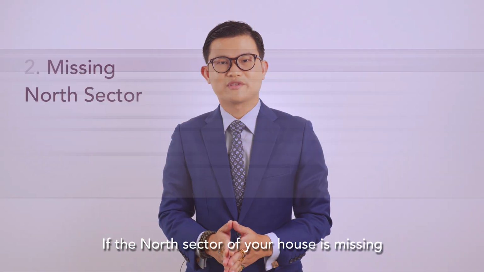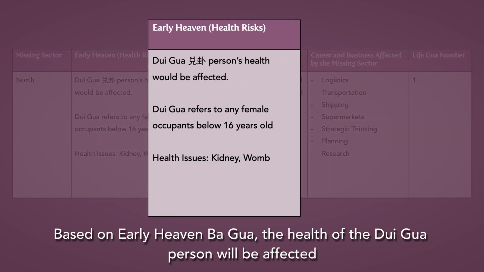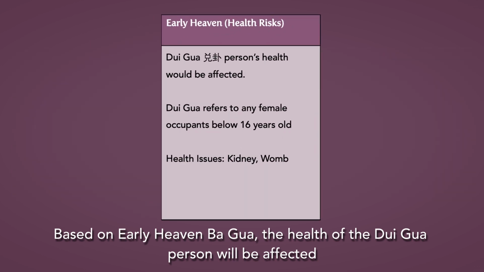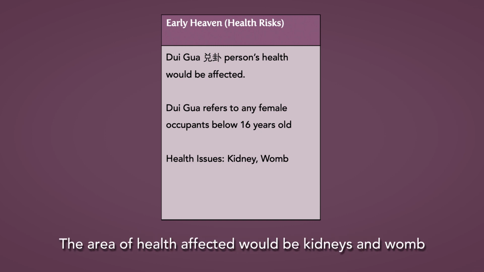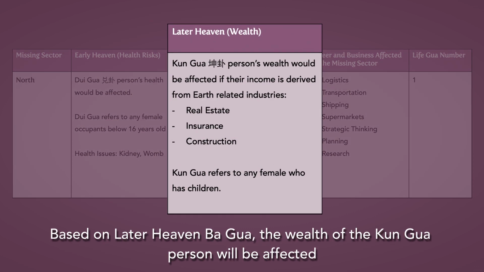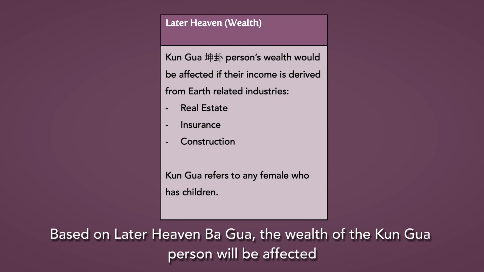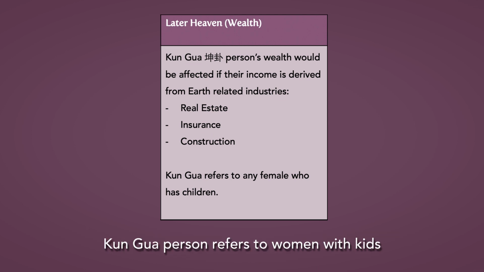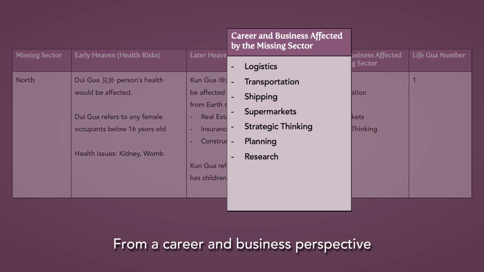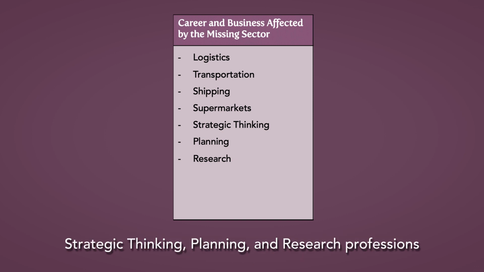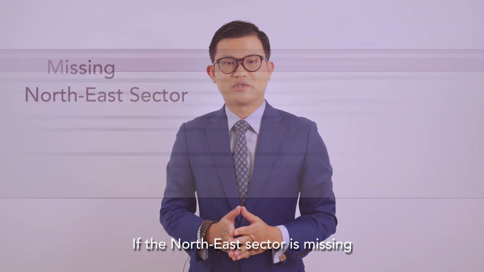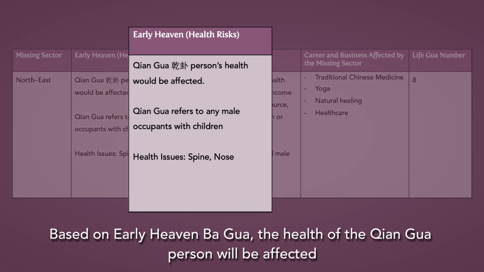If the north sector of your house is missing, based on the Early Heaven Ba Gua, the health of the Tui Gua person will be affected. Tui Gua people refers to female occupants below the age of 16. The area of health affected would be kidney and womb. Based on Later Heaven Ba Gua, the wealth of the Kun Gua person will be affected. Kun Gua person refers to women with kids. From the career and business perspective, it affects people in the logistic and transportation, shipping, supermarket, strategic thinking, planning, and research profession.